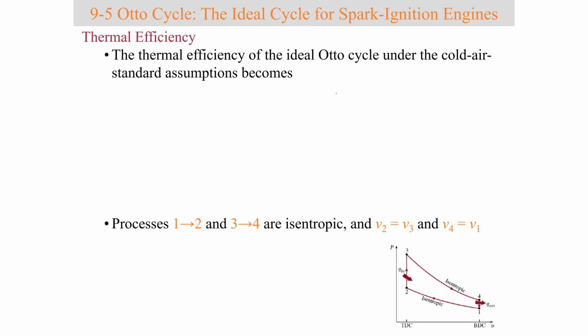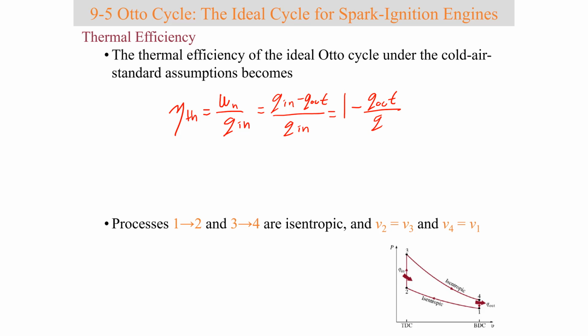The thermal efficiency of the Otto cycle under the cold air standard assumptions becomes the following. If you look at the thermal efficiency of a heat engine, that would be net work over Q in. Well, net work is Q in minus Q out. If you look at a total cycle, the total first law analysis on the whole heat engine cycle, you would get that the net work produced would be the Q in minus Q out. That divided by Q in reduces down to 1 minus Q out over Q in.